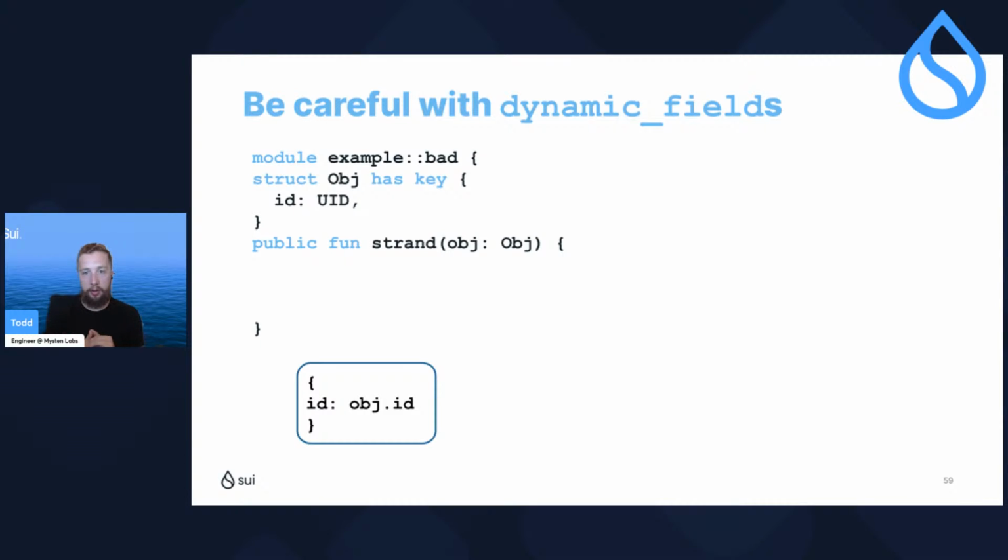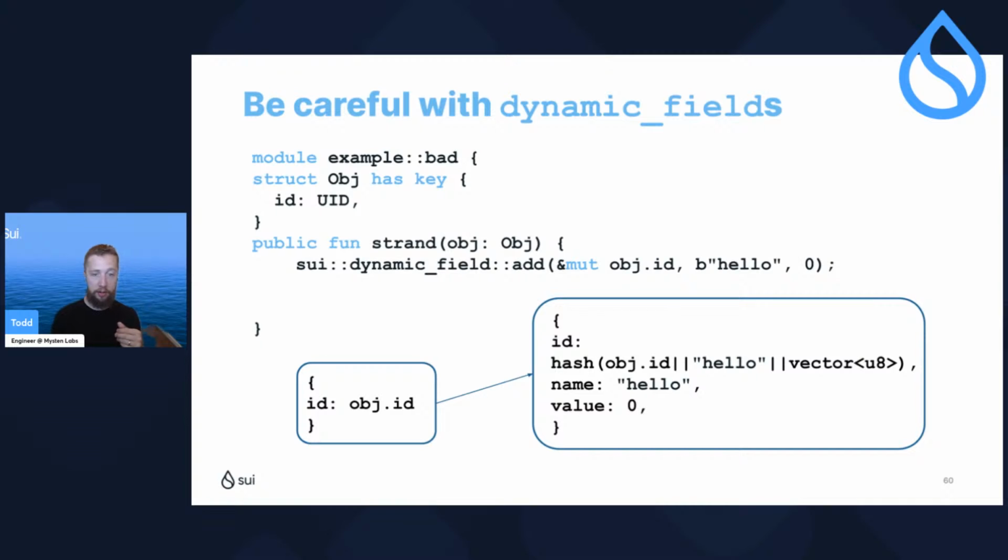So continuing on the theme of best practices, dynamic fields are really great and they'll let you do lots of things, but there are some behaviors you need to be aware of and watch out for. And that's why we'd probably push you into using bag or table as a sort of default behavior. So let's look at what could happen, where you can strand a dynamic field.